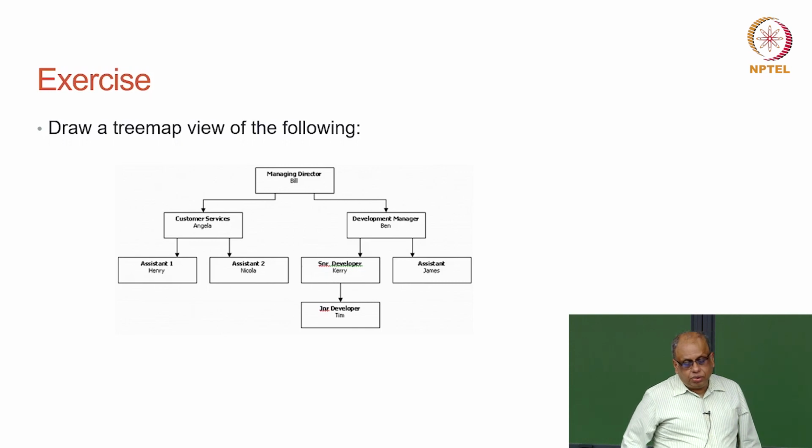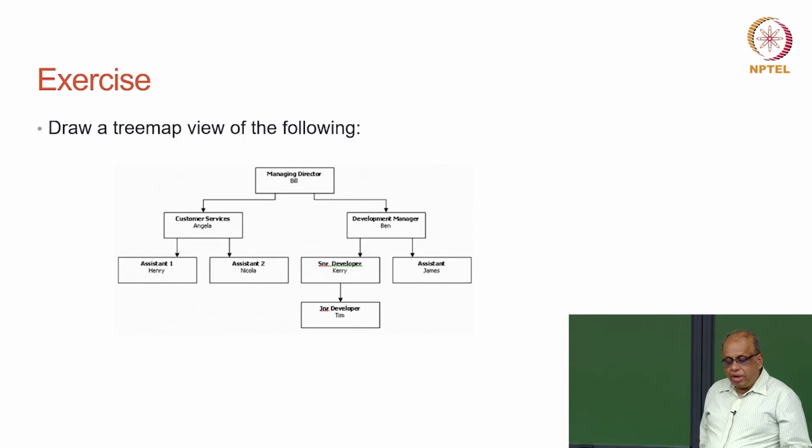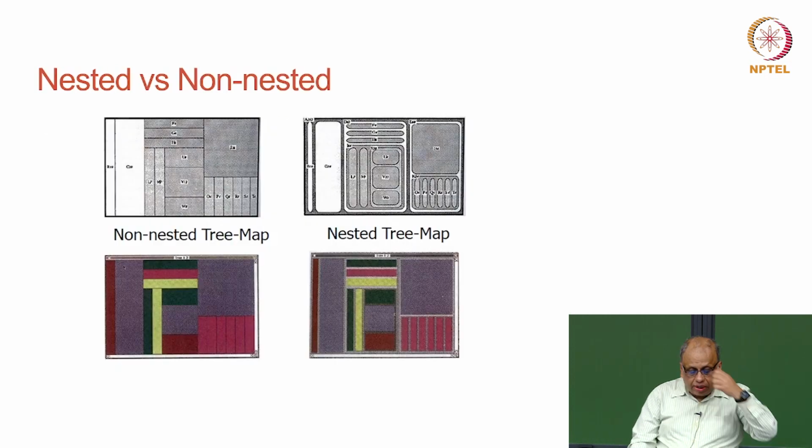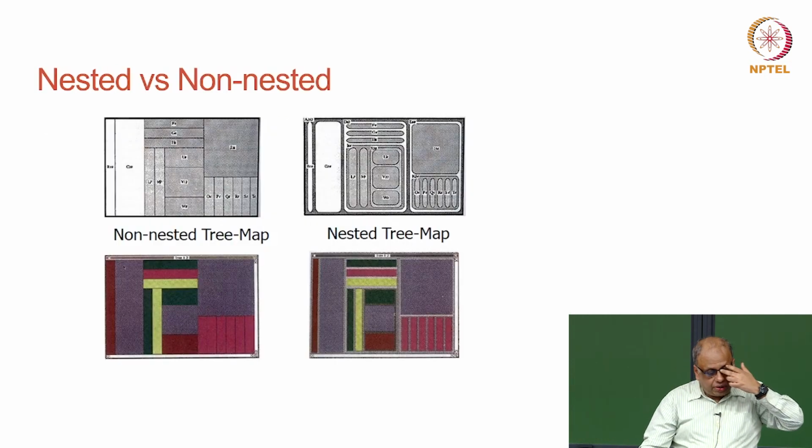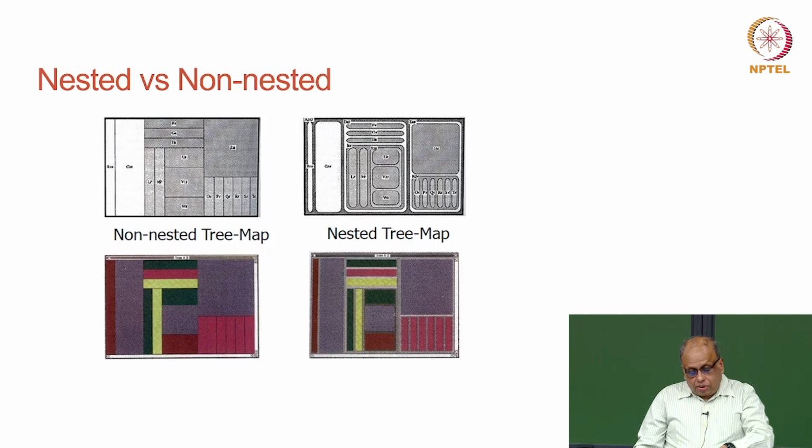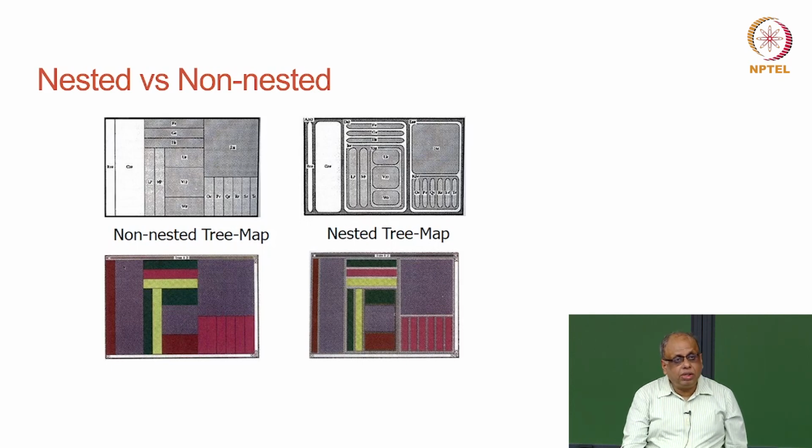So try to draw a tree map for this structure. Okay, so there are various kinds of tree maps you can do. You can have a non-nested tree map where you don't have borders, or you can have a nested tree map with borders. So everyone could do the tree map.